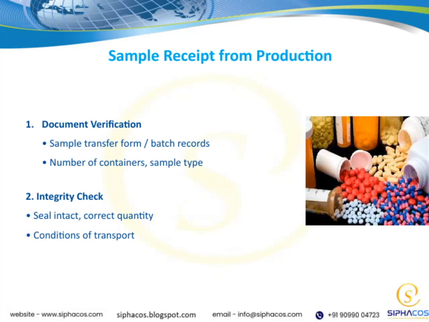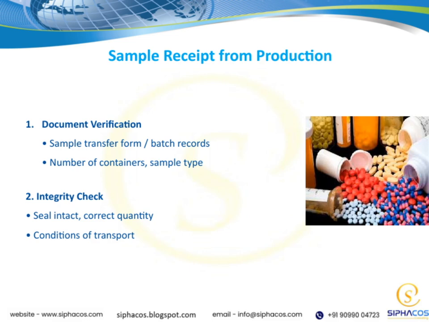Let's take a closer look at the sample receipt from production. First, we want to verify the document itself. That means checking the sample transfer form or batch records to ensure everything is properly documented. We also need to confirm the number of containers and the sample type matches what was expected. These steps help us ensure traceability and accuracy right from the start.